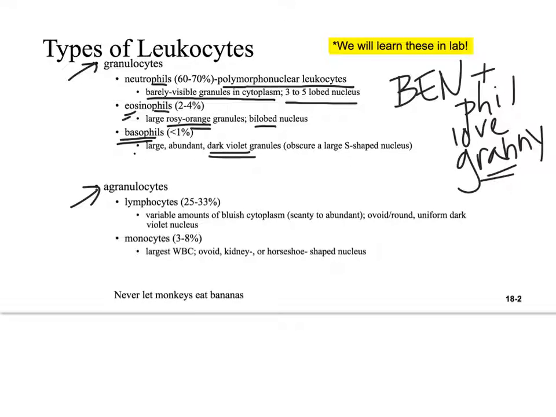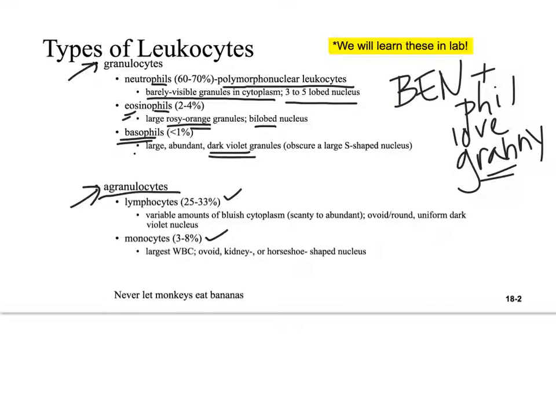They're listed here in order, from most prevalent to least prevalent. Now agranulocytes, you can't see the grains. They don't look grainy at all. And there are 2 types of those: lymphocytes and monocytes.